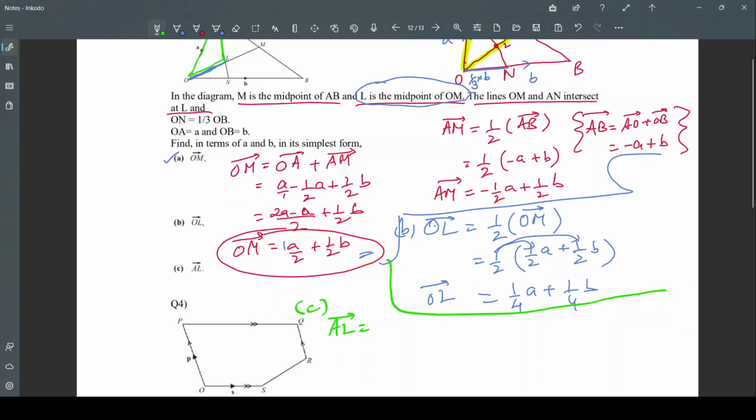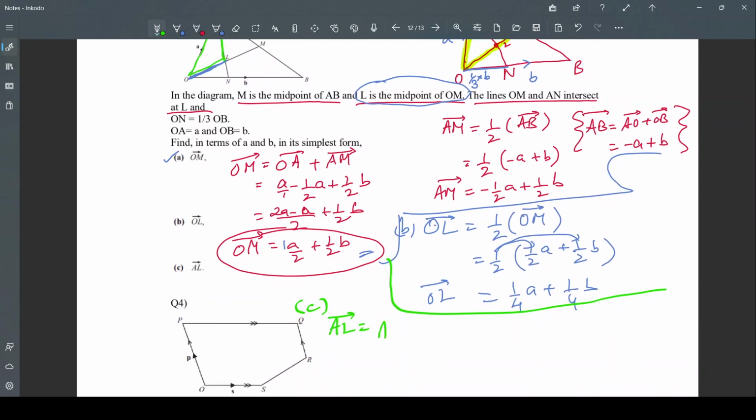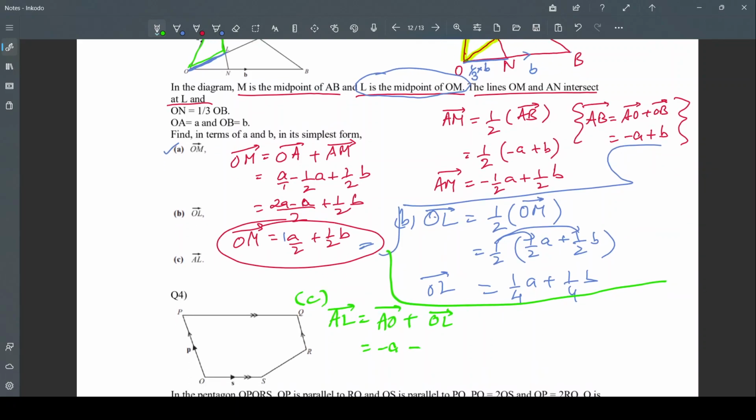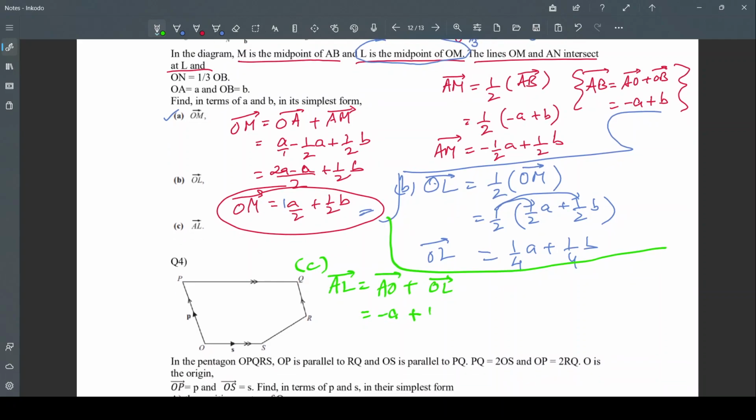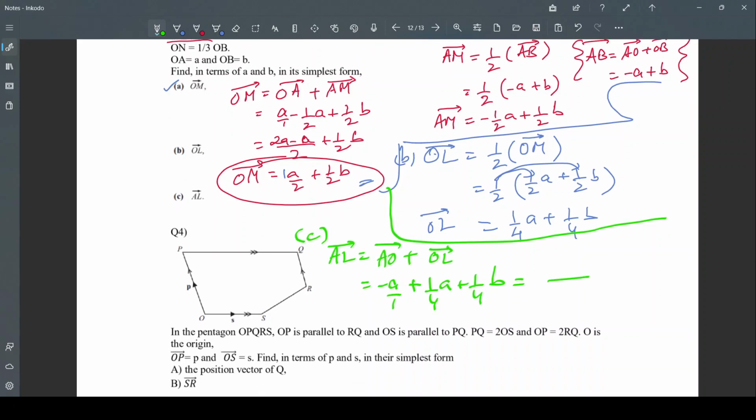So I can go AO vector plus OL vector, because I know that AO is minus A, and plus OL we just calculated. The OL vector is 1 by 4 A plus 1 by 4 B. So we just have to simplify further. Minus A plus 1 by 4 A will give me minus 4A plus A by 4, plus 1 by 4 B. Minus 4A plus A is equal to minus 3A by 4 plus 1 by 4 B.